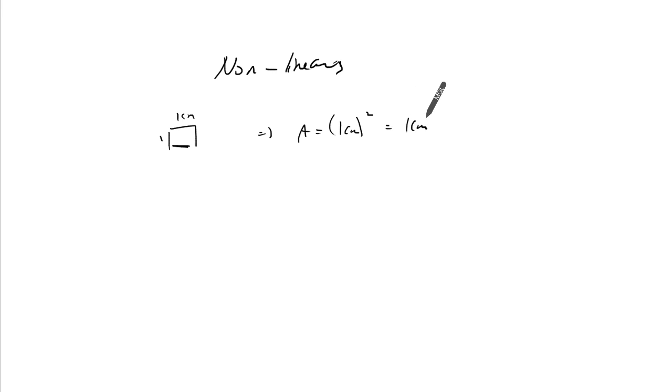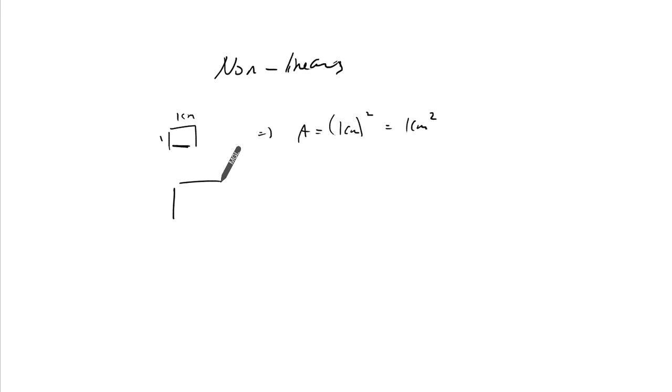Okay. Now let's talk about a nonlinear relationship. What's nonlinear? Let's look at examples. Suppose you have a square of edge 1. What is the area? If the side length is 1 centimeter, then the area is equal to 1 centimeter squared.